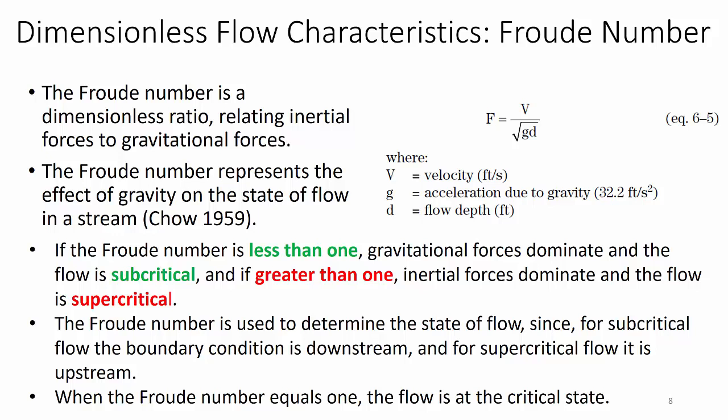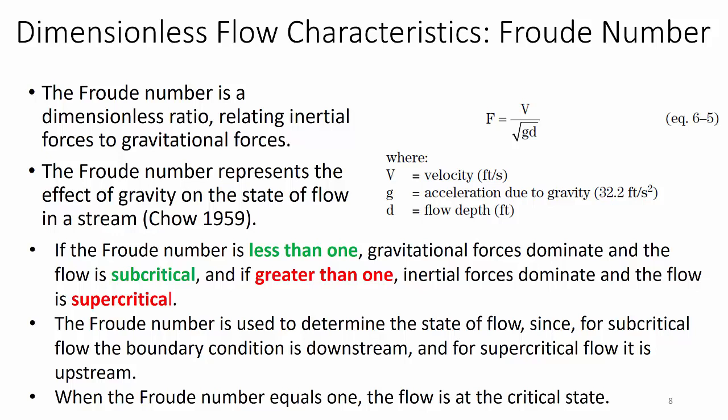Is it just the gravitational difference between upstream and downstream of the point you're looking at, or is there an inertial force from the mass of water above that water you're looking at, pushing it downstream? Is it being pushed or is it flowing? If it's being pushed, the flow is supercritical. That is, if inertial forces are driving it, it's supercritical. The Froude number is used to determine the state of flow, since for subcritical flow, the boundary condition is downstream, and for supercritical flow, it's upstream.